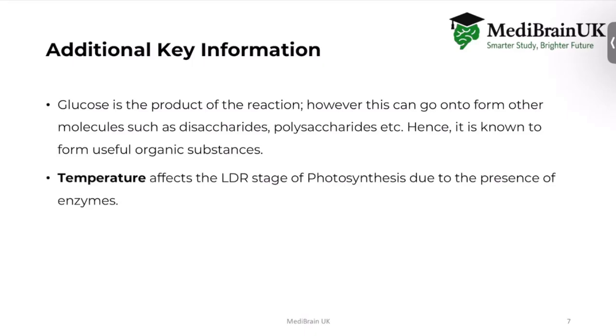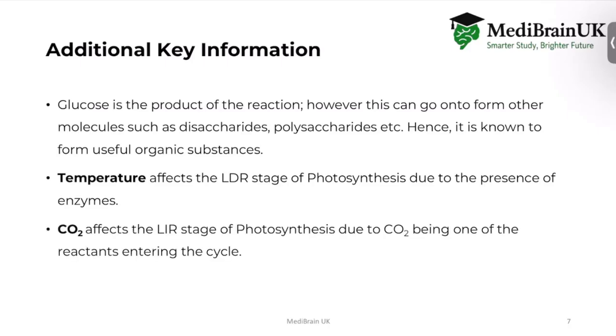Now the next point is temperature. Temperature affects this stage of photosynthesis, the LDR. It affects the LDR stage because in the LDR stage we have ATP synthase, and in this stage we have Rubisco. Because we have Rubisco, both of them are temperature sensitive. And because both of them are temperature sensitive, they can denature the enzymes.